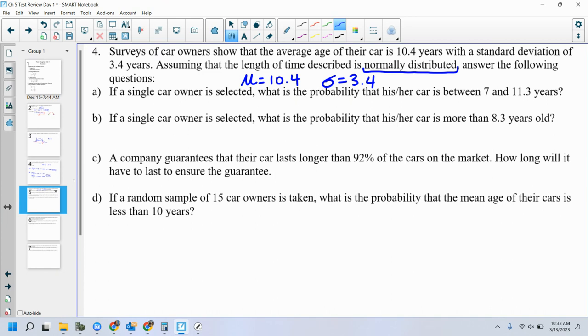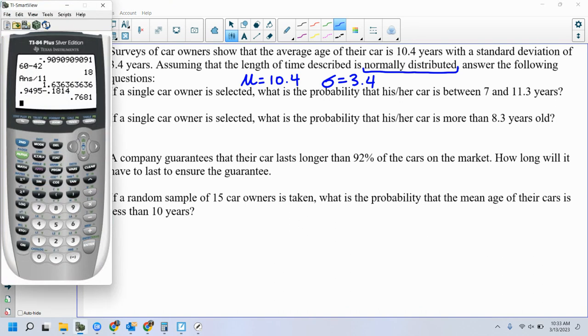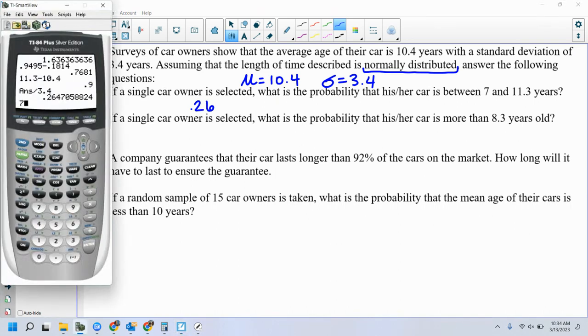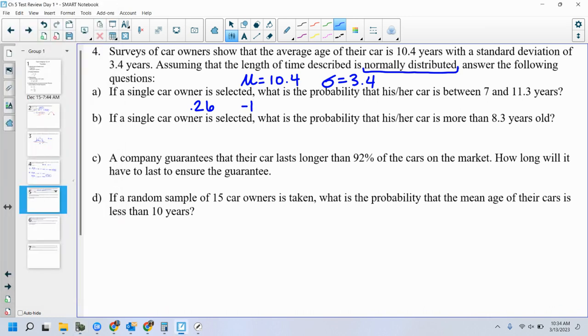Especially part D. If a single car owner is selected, what is the probability that his or her car is between 7 and 11.3 years old? All right, so first thing I've got to do is find z-scores for those. So 11.3 minus 10.4 divided by 3.4. My high end is a z-score of 0.26. My low end, 7 minus 10.4 divided by 3.4, is negative 1.